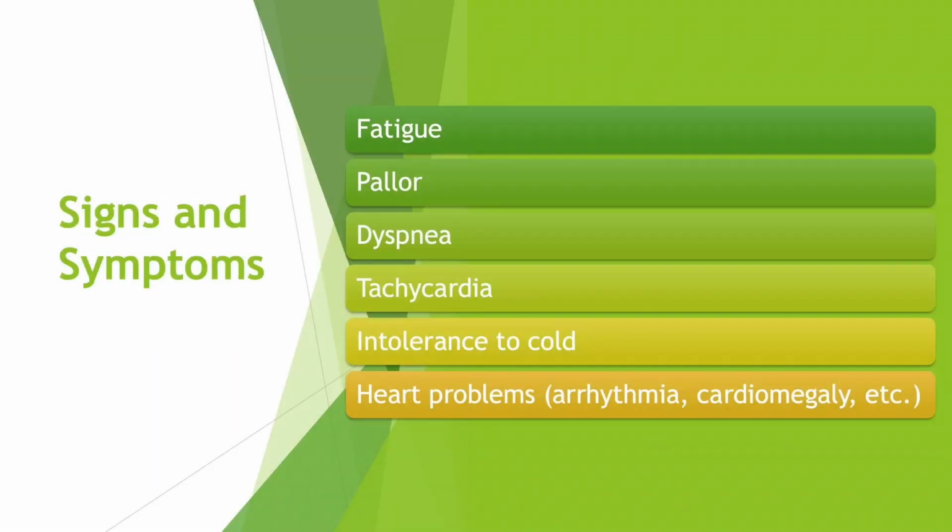The signs and symptoms of anemia include fatigue, pallor or paleness, dyspnea or shortness of breath, tachycardia or rapid heartbeat, intolerance to cold, and heart problems such as arrhythmia and cardiomegaly.